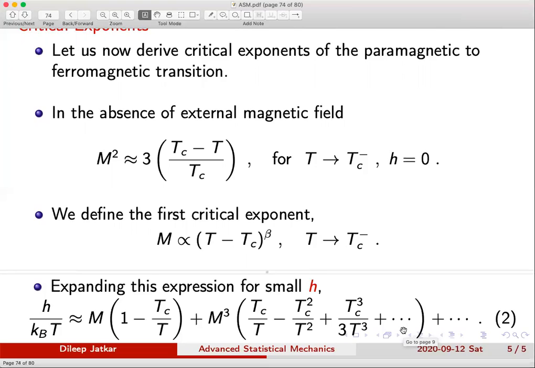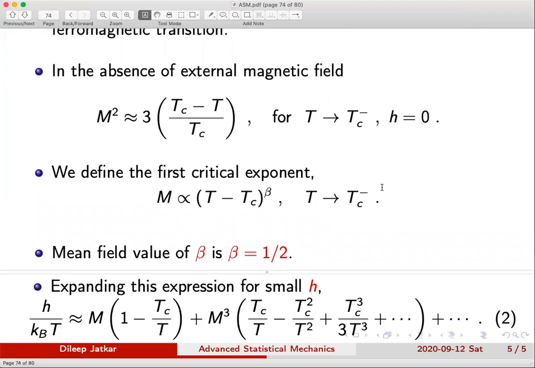Okay, and therefore at the leading order, it is the 1/3 which contributes and not Tc minus T cube by T cube. Okay, that is the leading contributor at the cubic order, which is 1/3. Take that across and you get 3 times Tc minus T upon Tc. Okay, that is the expression.